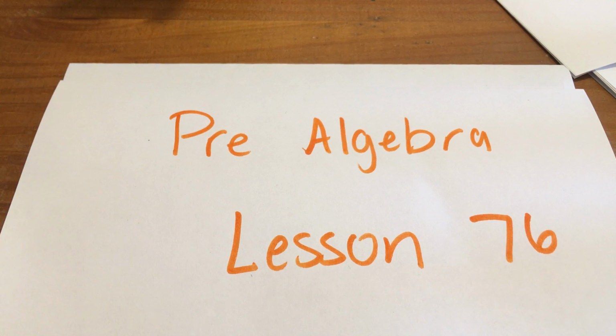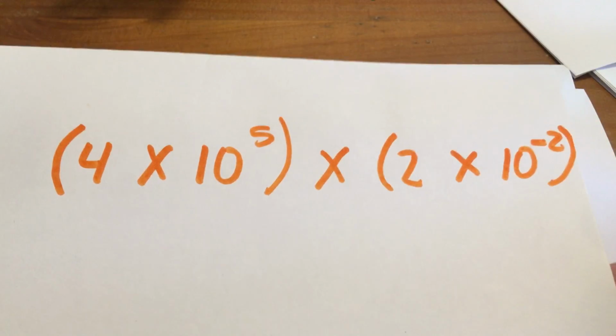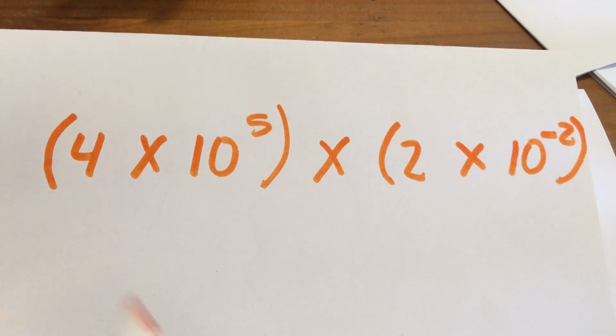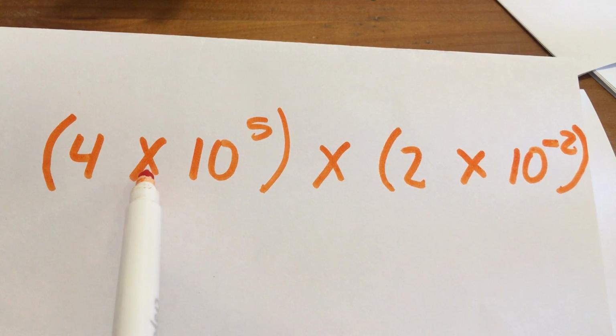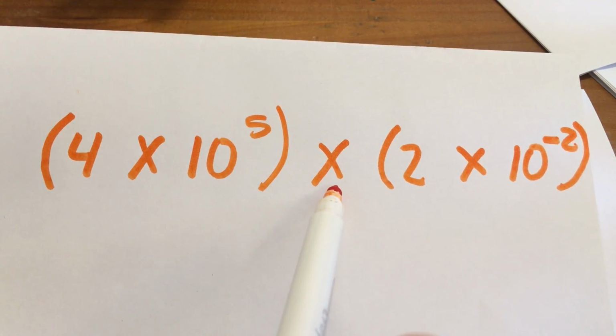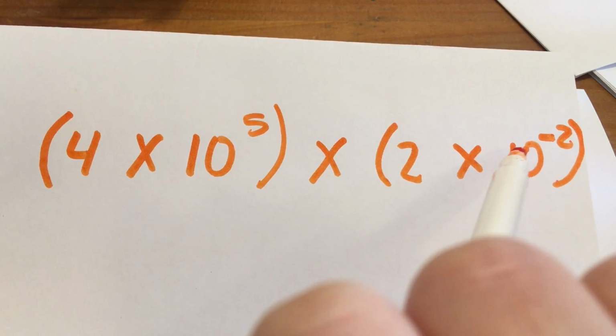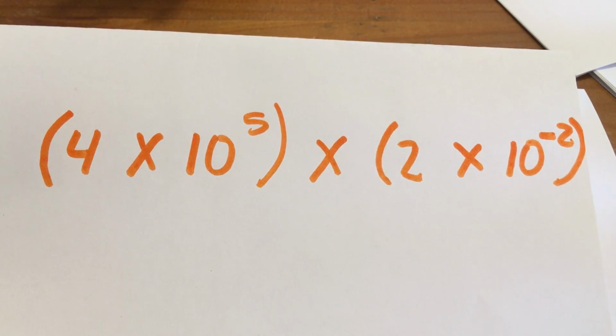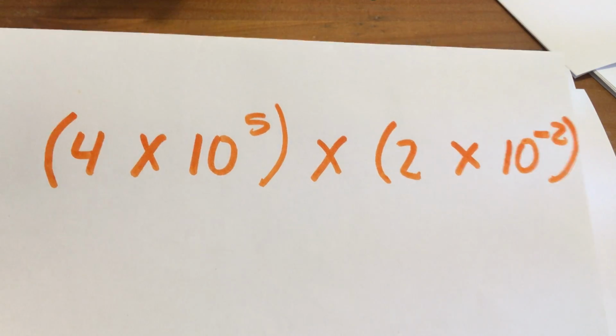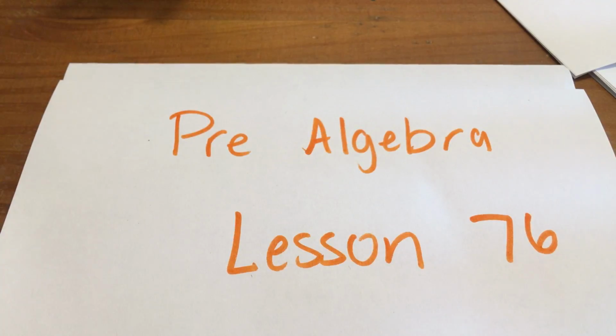In today's lesson you're going to be multiplying with scientific notation. Remember, this is scientific notation when you have a number and you times it by 10 to a power. So in this case it's 4 times 10 to the 5th power times 2 times 10 to the negative 2 power. So before we get to this one that's a little bit more complicated, let's do a little bit easier.